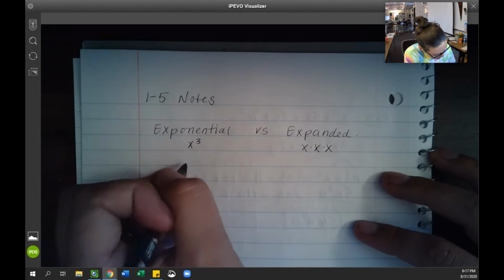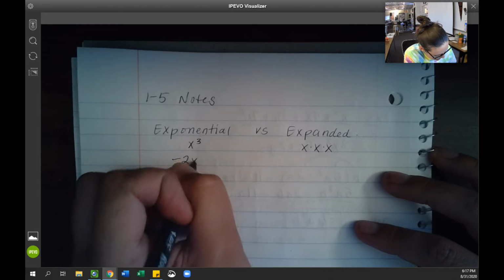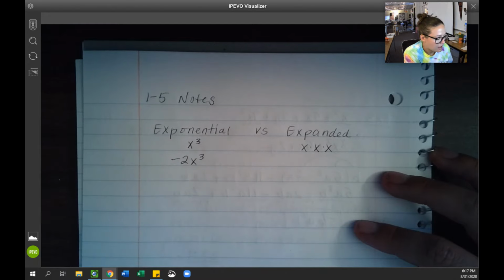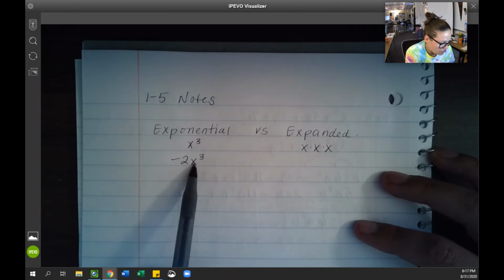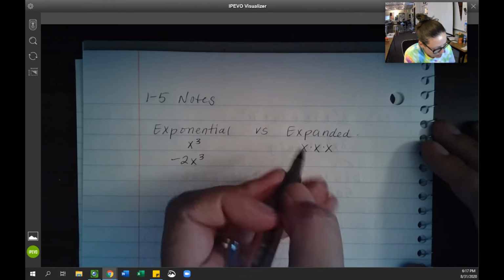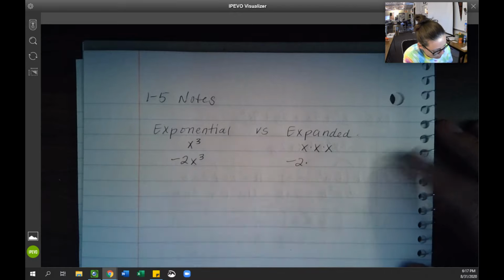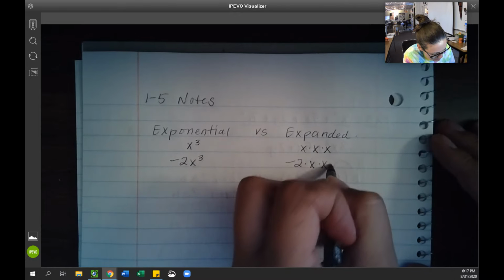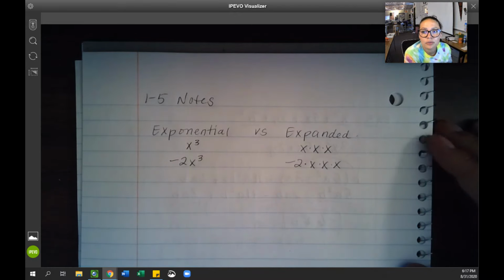Let's now consider I have negative 2x cubed. Now, that doesn't mean that both of these are being cubed. That means I only have the x being cubed. So I still have the negative 2, but it's x that's being expanded 3 times.